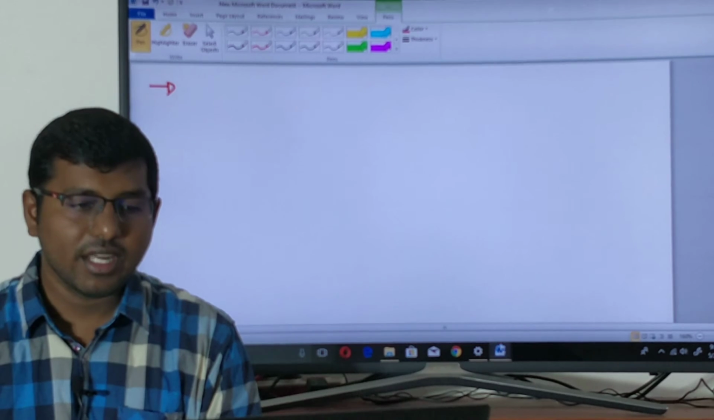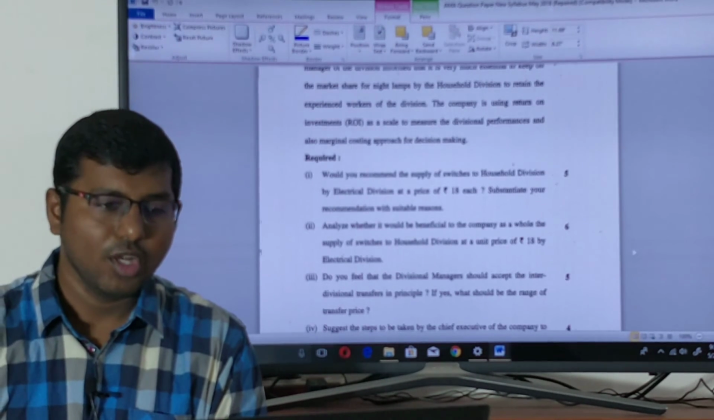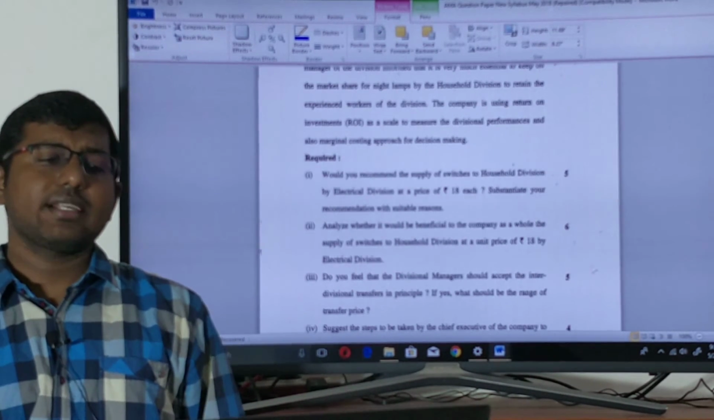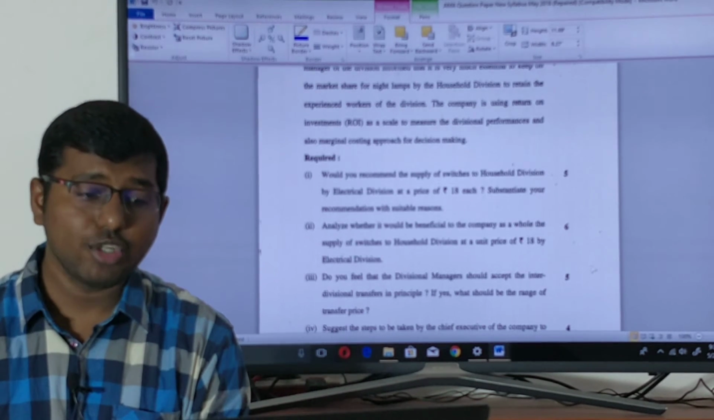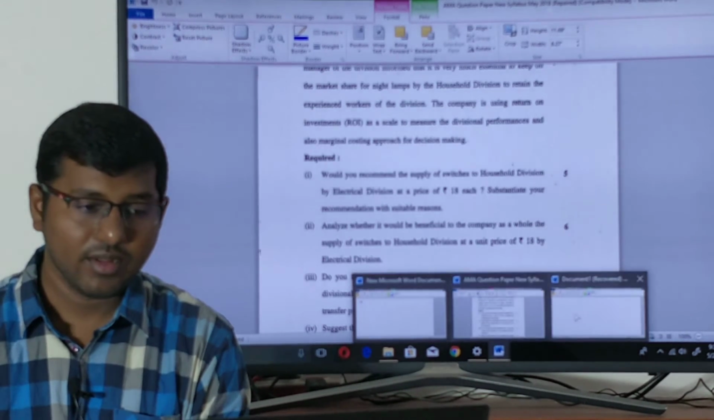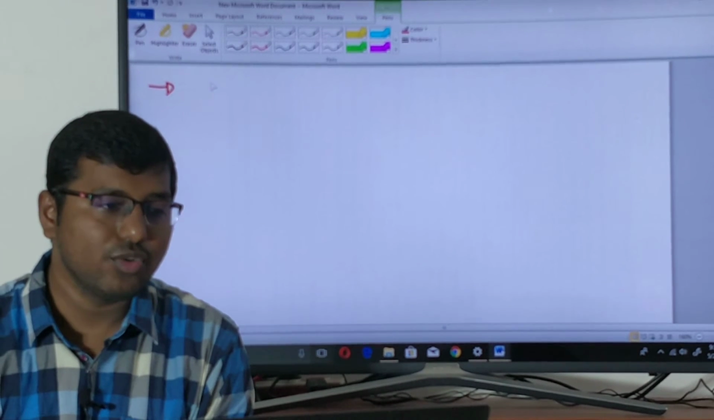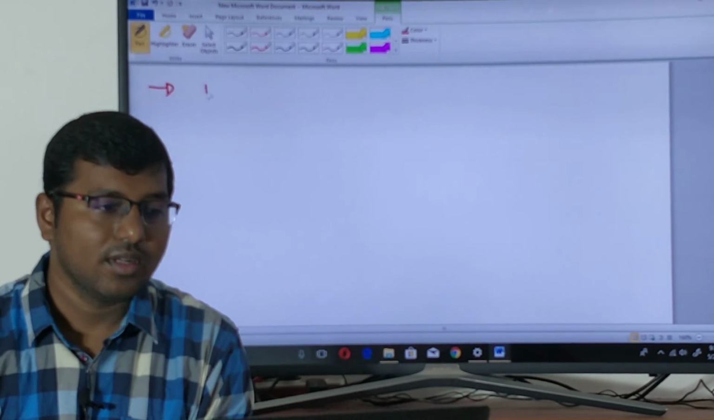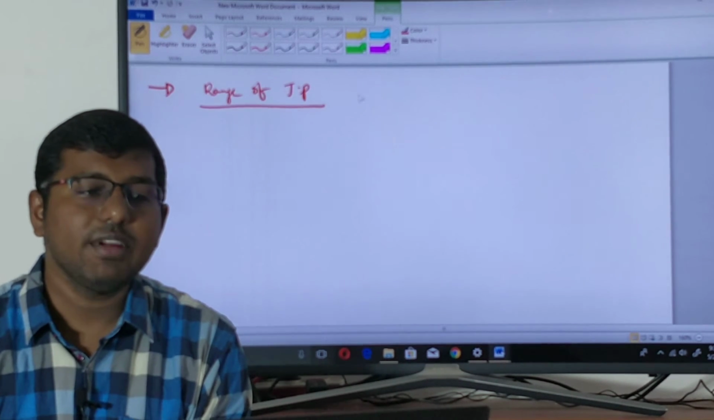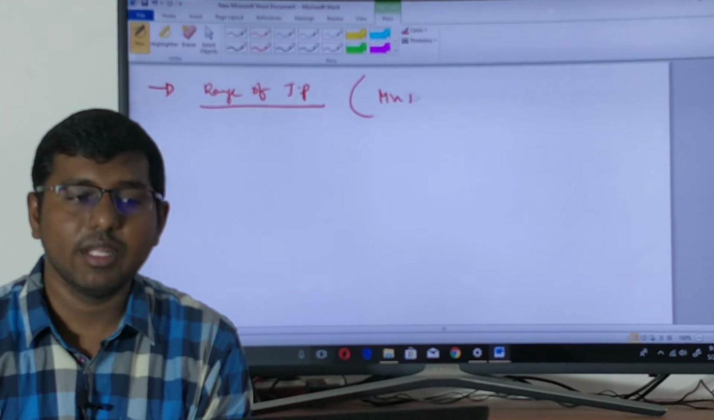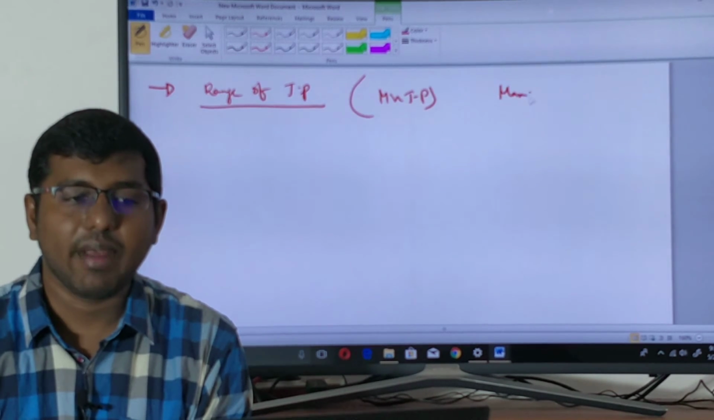Now, what is the next question that he has asked? Do you feel that the divisional manager should accept the internal divisional transfers in principle? If yes, what should be the range of TP? Now he has asked you the range of transfer price. Always remember, range means there will be a minimum transfer price and a maximum transfer price.